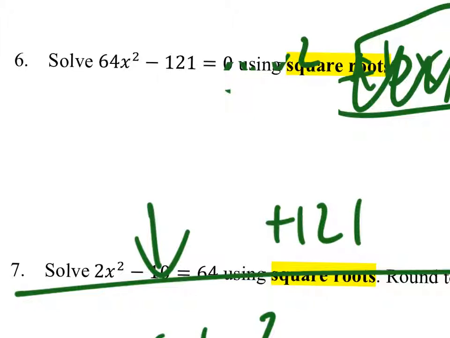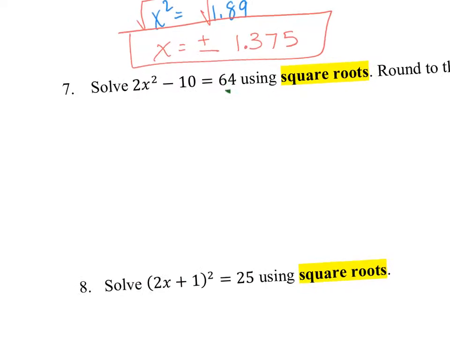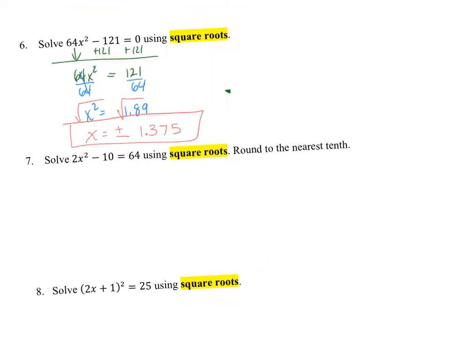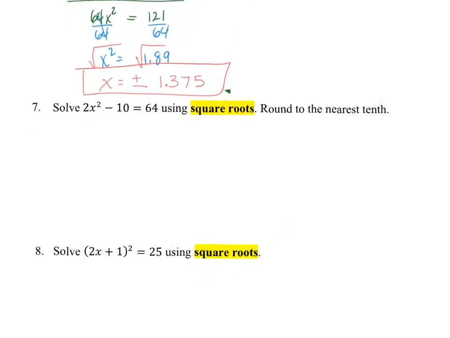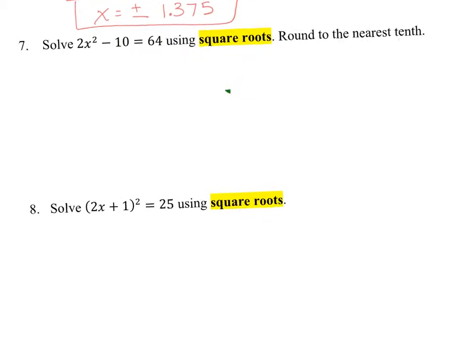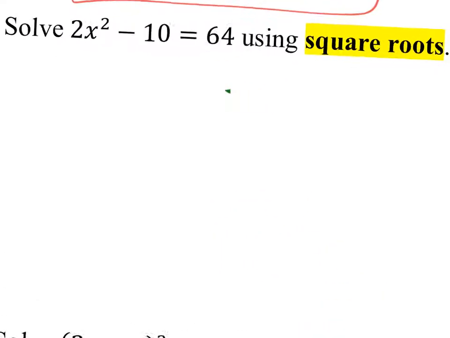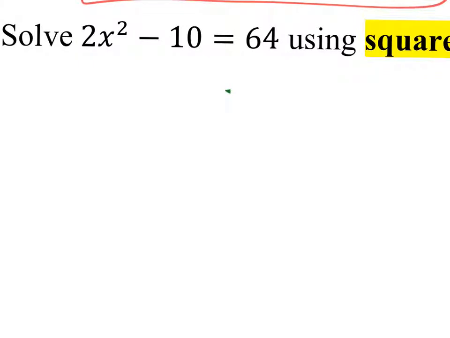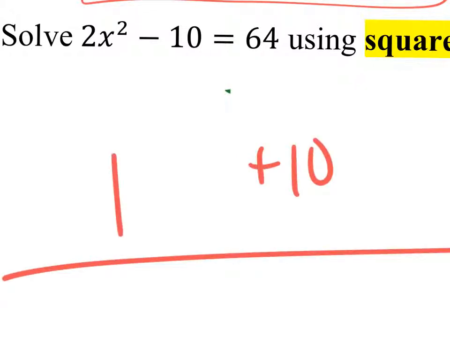All right. Now the next one, again, it's asking you to solve using the square roots. And look, it says round to the nearest tenth. So the first thing I do if I'm solving with square roots, all I'm trying to do is isolate x, undo what's being done. You're going to add 10 to both sides. Very good. You're going to get 2x squared is equal to 74.